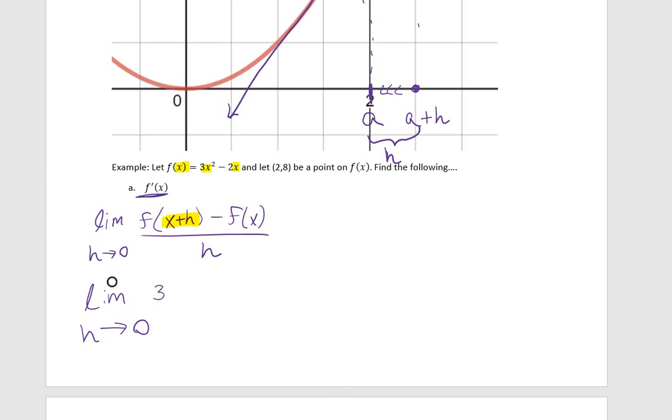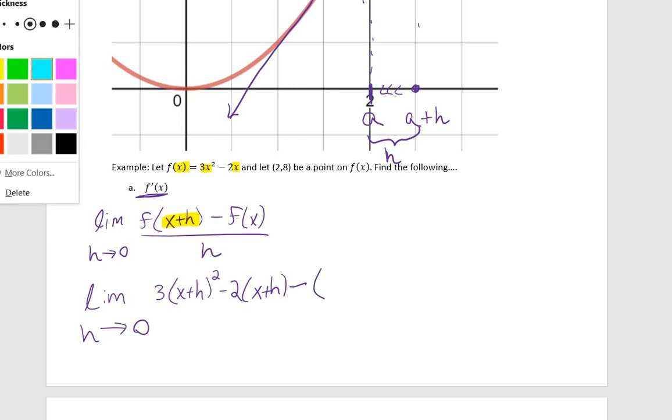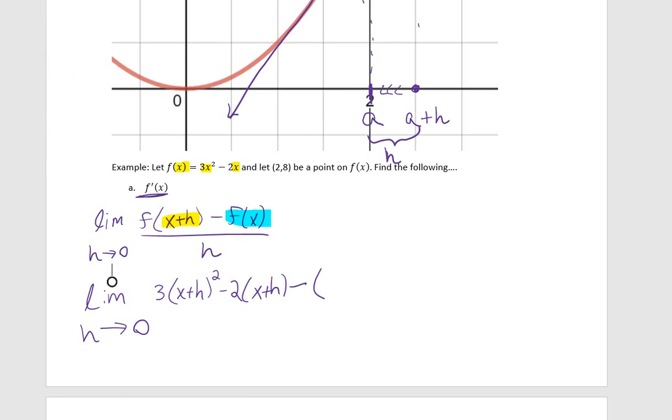So that's going to be 3 times (x plus h) squared minus 2 times (x plus h) minus, and now what we're going to do is subtract just our original function, which would end up being this entire thing. So when we do that, we're going to be minusing 3x squared minus 2x, all divided by h. Now here's the thing: if I just plug 0 in for h, I'm going to get 0 over 0, which we know means we're going to have to do a little bit more work.